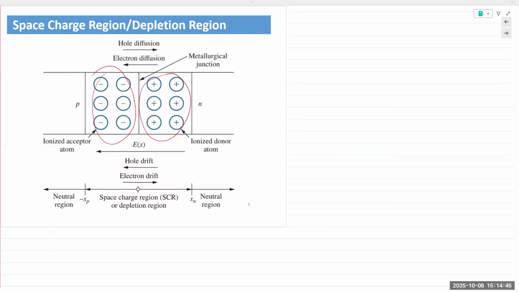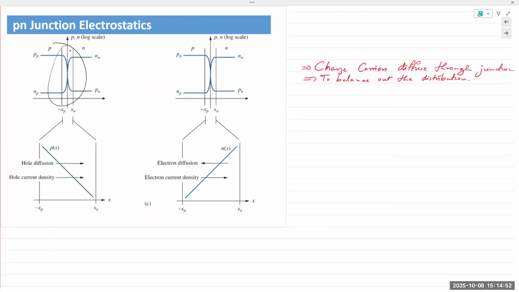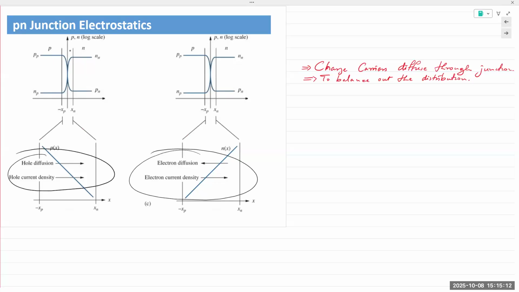When you bring them into contact, there is a gradient that appears in the charge concentrations, right? We have this gradient on either side of the junction. One side has a plethora of holes, the other side has a plethora of electrons. In a bid to even out the distribution of these charge carriers, they diffuse through that junction. Holes move from left to right, and electrons move from right to left.